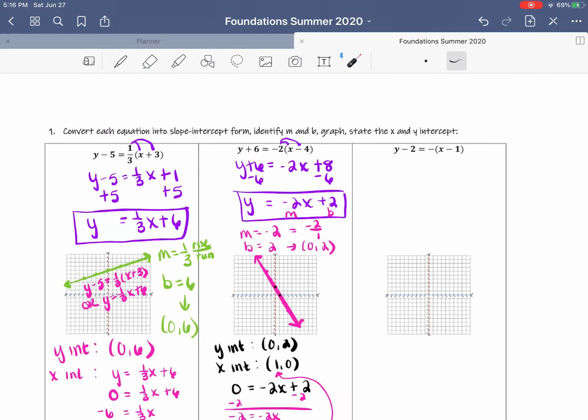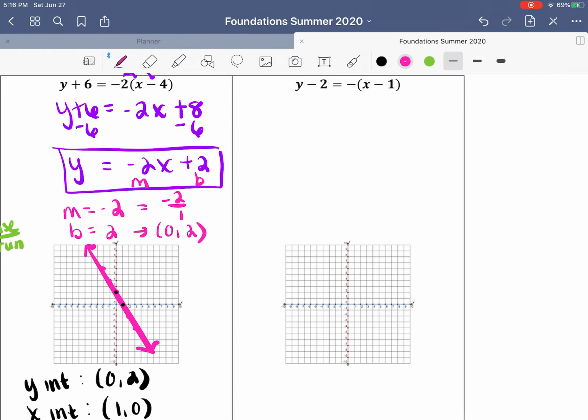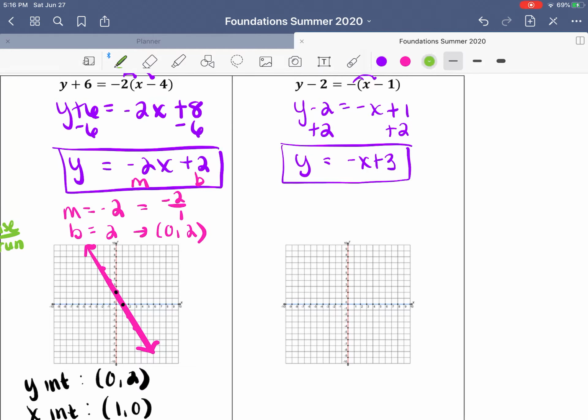Last one on this page. Same process. We will get my purple back. Distribute. y minus 2 equals negative x plus 1. Because of the minus a negative, it became positive. Isolate y, and we get negative x plus 3. From here we can see the slope and the y-intercept. That's negative 1, that's 3.